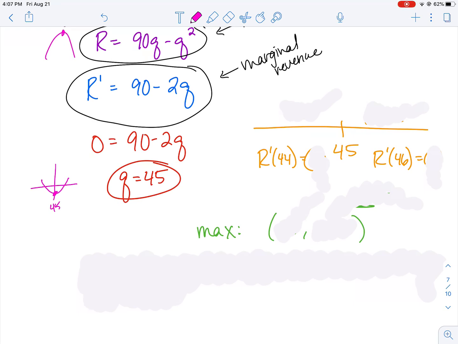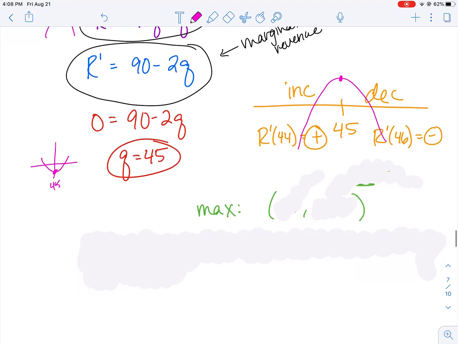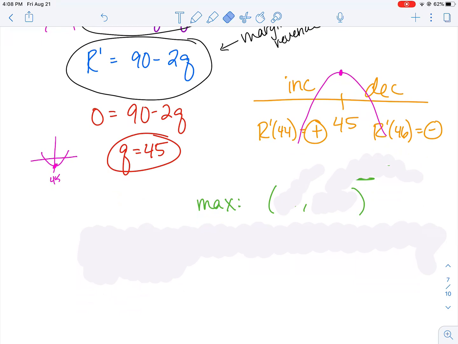So we still have to do our sign chart and we still have to test numbers before 45 and after 45 in our derivative to make sure that our derivative changes from positive to negative and not the other way around. So I plugged in 44 to my derivative and I plugged in 46 into my derivative, my marginal revenue equation. When I did that, I got a positive and then a negative. So that means my function is increasing and then decreasing. That's perfect because if it's increasing and then decreasing, I know that there's a relative maximum at Q equals 45.